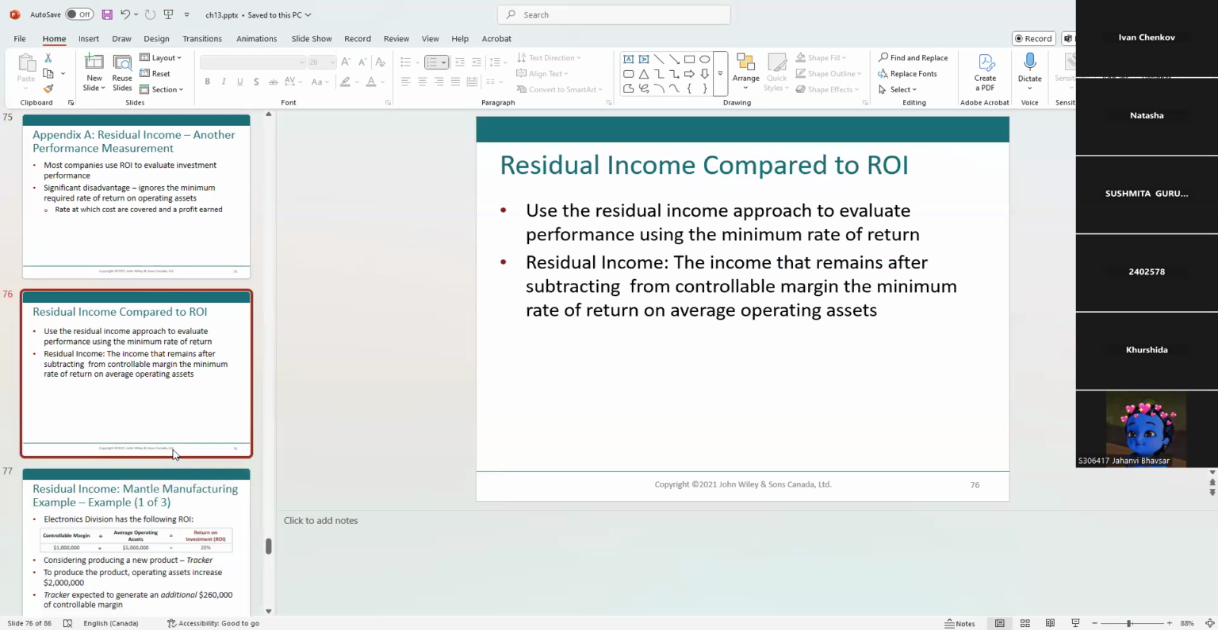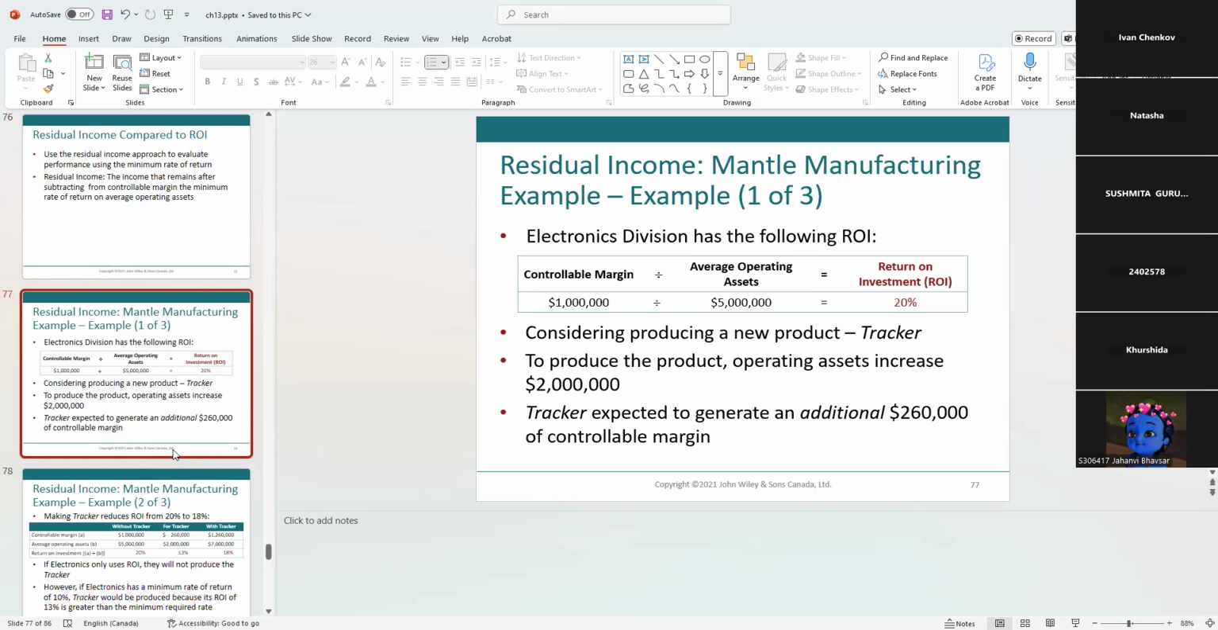The residual income, we're going to use it to evaluate the performance by using the minimum rate of return that we want. And the residual income simply will be income that remains after we subtract what we want minus what we get.